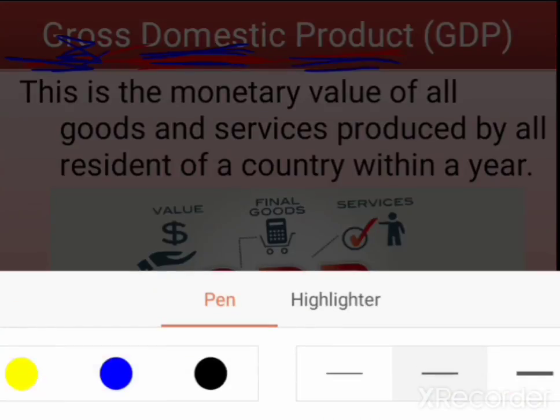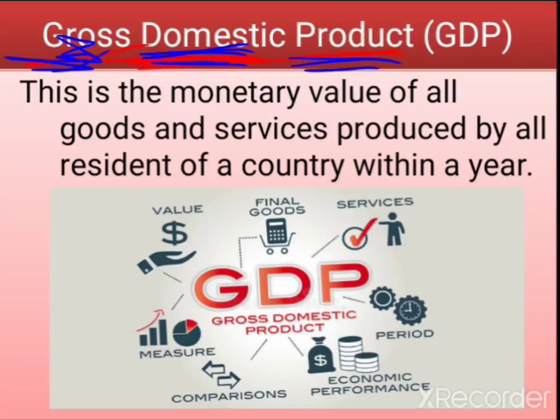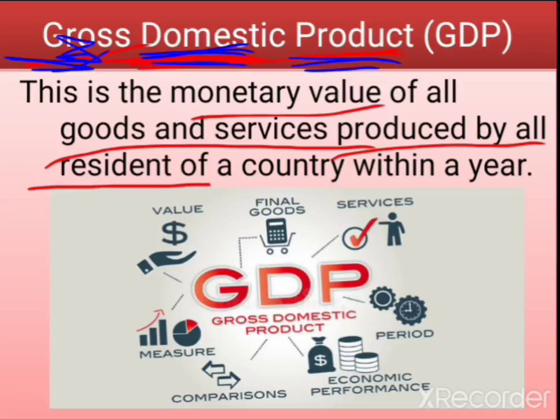Now let's define gross domestic product. It's the monetary value of all goods and services produced by all residents of a country within a year. Please take note. We talk about goods and services produced. We want to talk about national income. The gross domestic product, the monetary value of the goods produced. What is the monetary value? If we produce 500 bags of rice and 200 bags of beans, what is the monetary value if you convert it to money? That's what we call monetary value. It's the monetary value of all goods and services produced by all residents. We talk about domestic now, so we talk about residents of a country within a year.